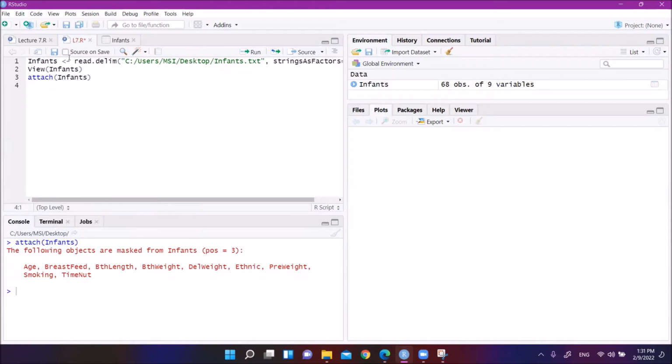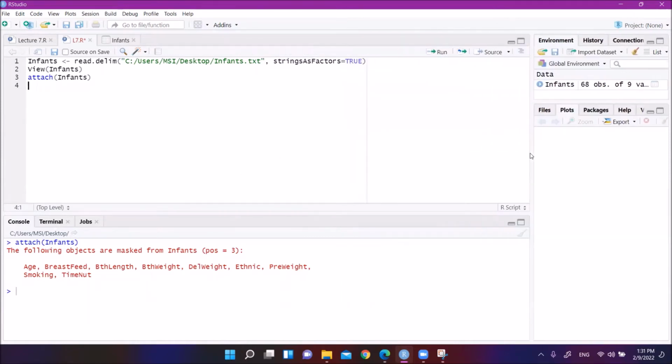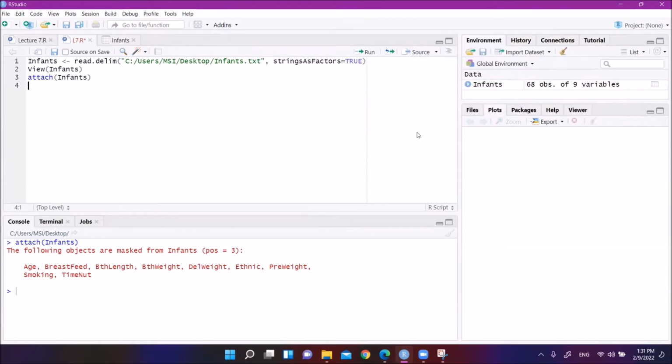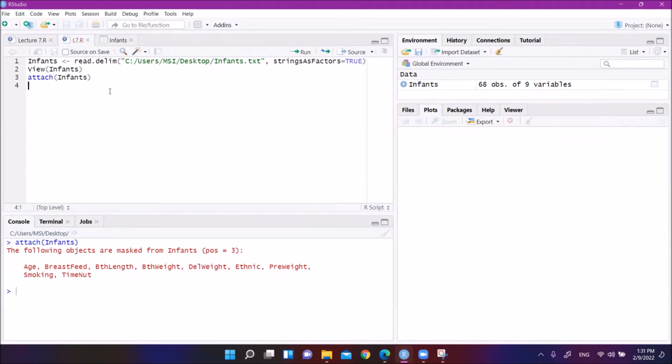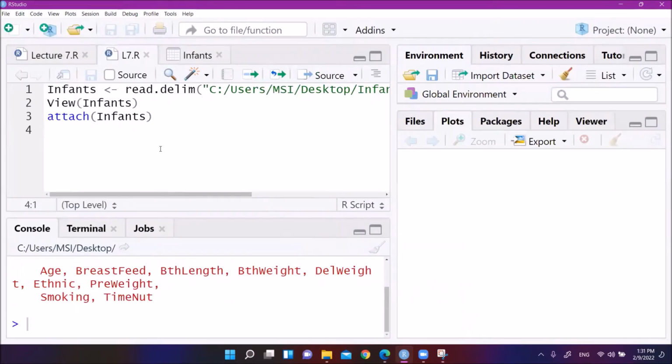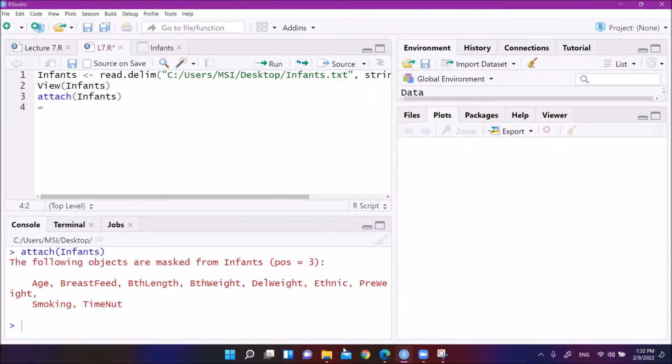Does anyone know how to sort this out? The screen gets zoomed out all the time. Does anybody know how to sort this out? This equal sign is automatically typed. I don't know what's happening. Fine. Let's manage.